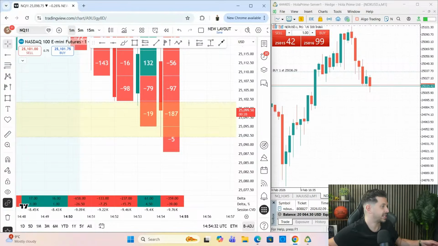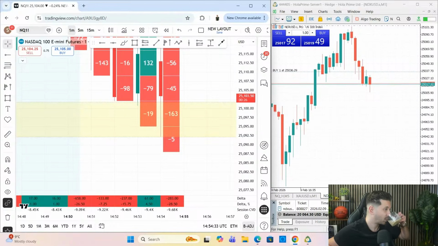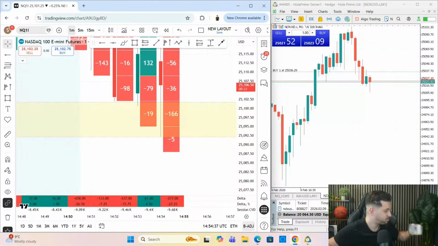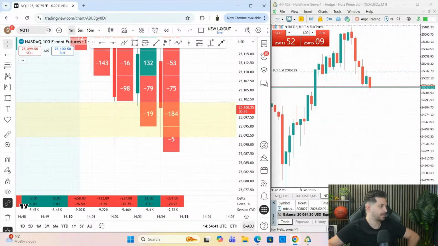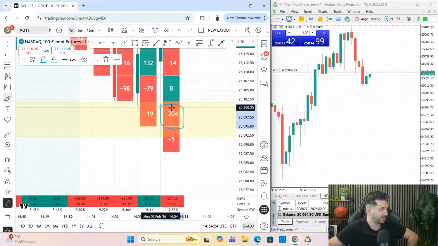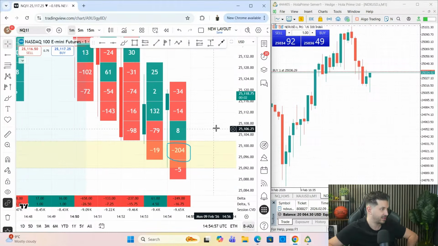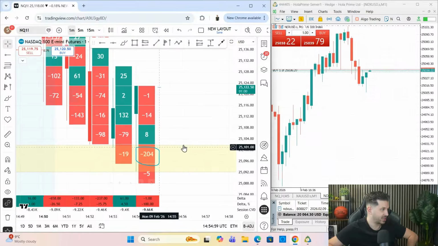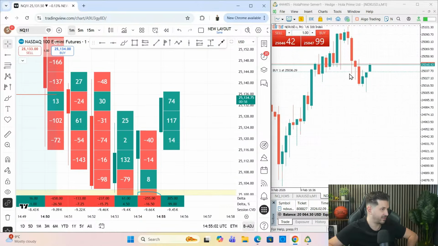160, 190, 180. Oh, look at that, 200. There's definitely absorption there, but there's no buyers coming in. We're not really seeing that number change yet. Do you see what I mean? Okay, there's a bit of buying there, but still nothing too aggressive. That area's kind of held all right. Let's see if we can get back to the top now.